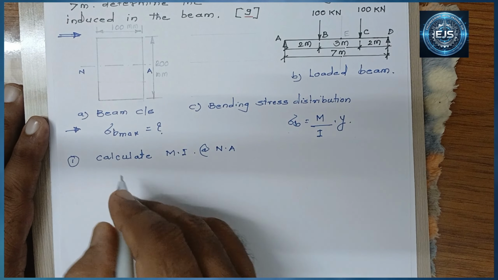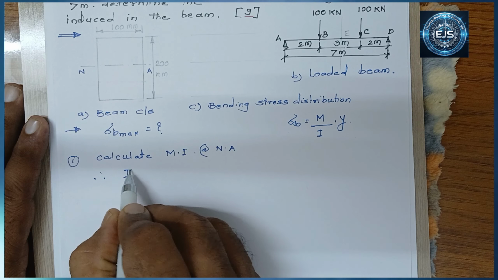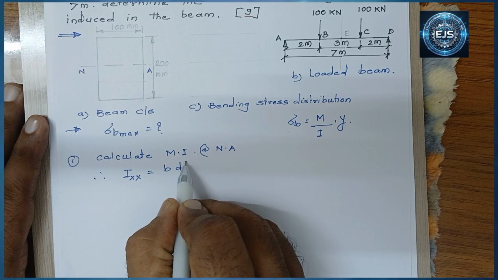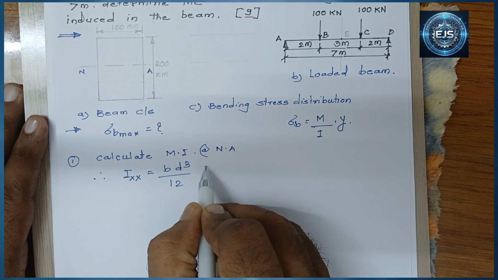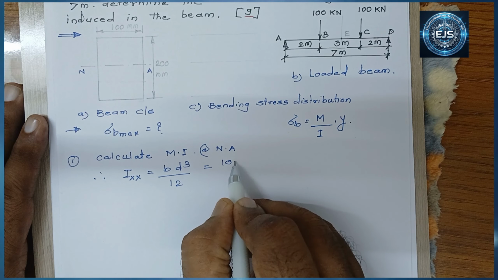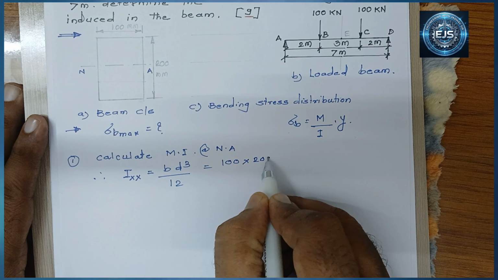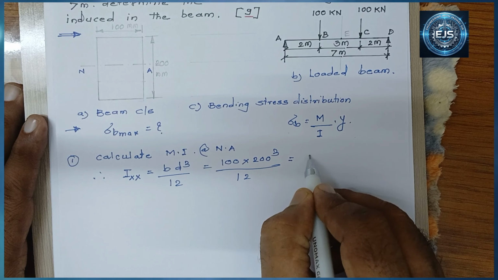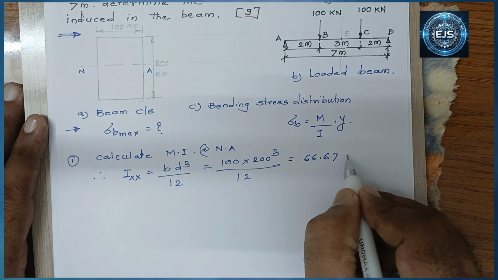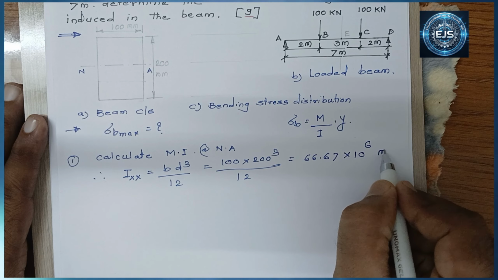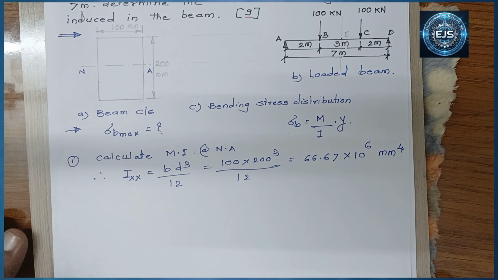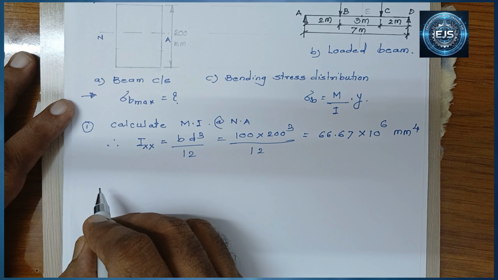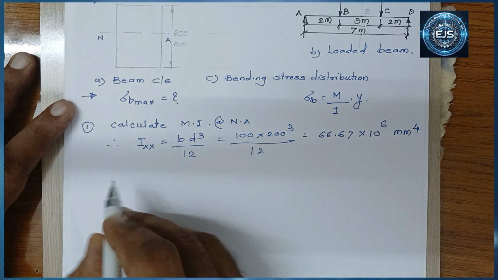So moment of inertia about the neutral axis, I_NA, is equal to BD cube by 12. The neutral axis is nothing but the centroidal axis for this problem. So moment of inertia is width 100 into depth 200 cube divided by 12. So we get the moment of inertia as 66.67 into 10 raised to 6 mm raised to 4. This is the moment of inertia of this simple cross section, that is rectangular cross section. Now the second step for this problem is to find out the bending moment value.